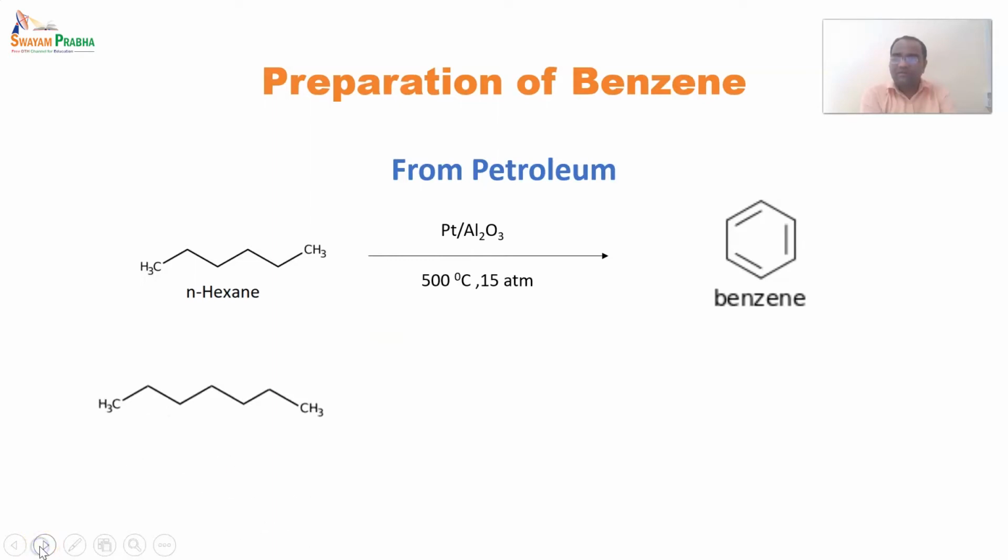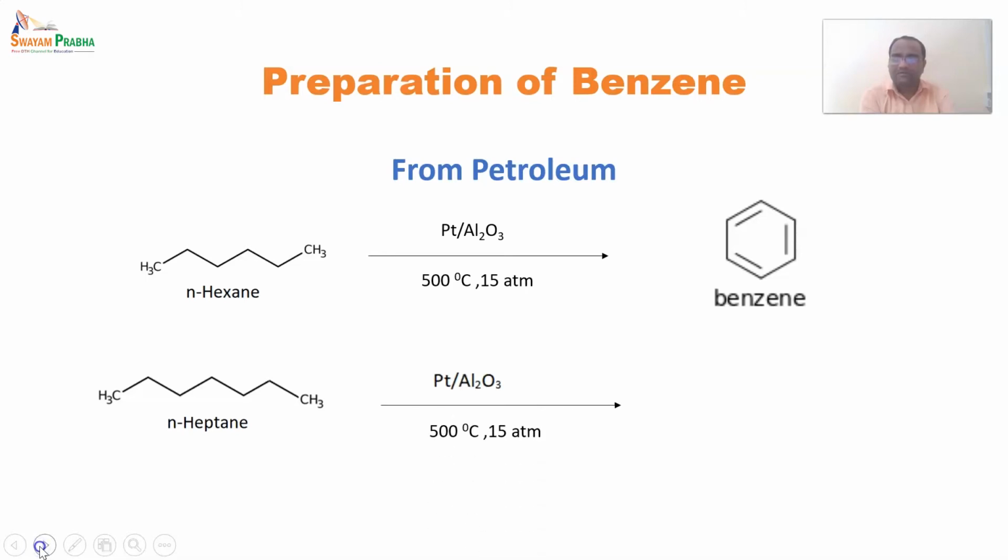If we increase the number of carbons, here we can see that the number of carbons has been increased. Now it is the structure of n-heptane, and with the same reaction conditions it can be converted to toluene. It is one of the derivatives of benzene, and as we increase the number of carbons, one more derivative of benzene can be formed.